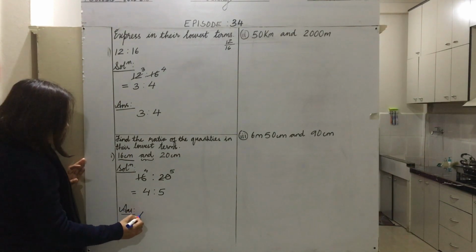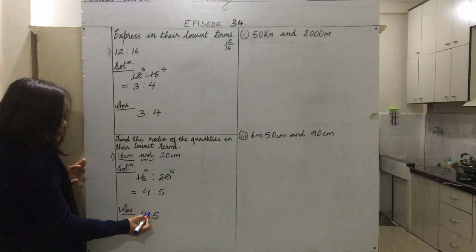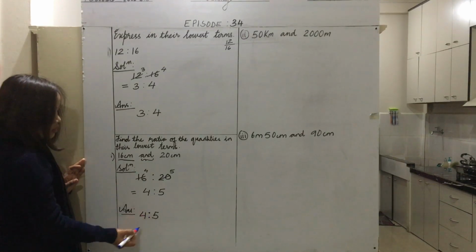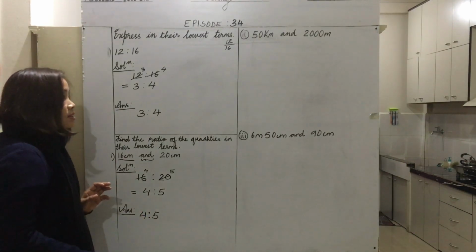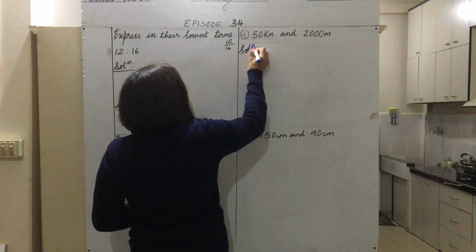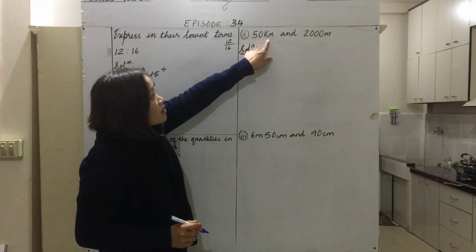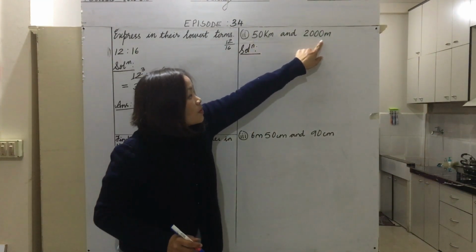Even when you write your answer, you will not write the units. Ratio symbol. Then the next example, 50 kilometers and 2,000 meters. What do we see here? This is kilometers and this is meter.